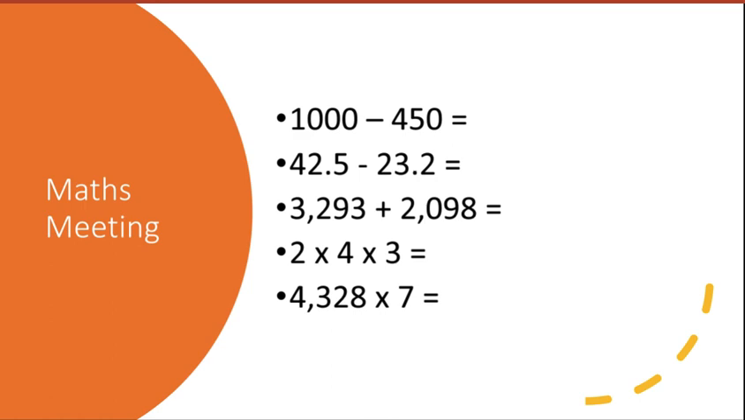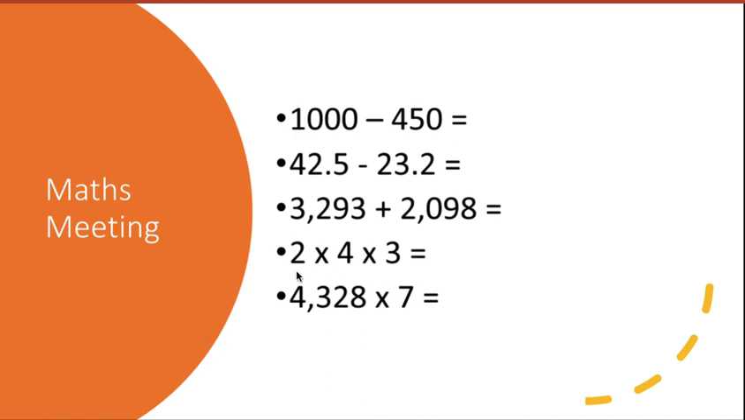5 calculations to start with. We've got 1000 minus 450. For this you can mentally count on from 450 to 1000, or you could use column subtraction. Then we've got a subtraction with decimals. Be careful to line them up correctly. Remember, it is a subtraction. A column addition, again line them up carefully before adding.